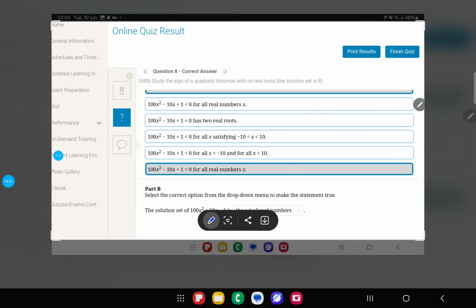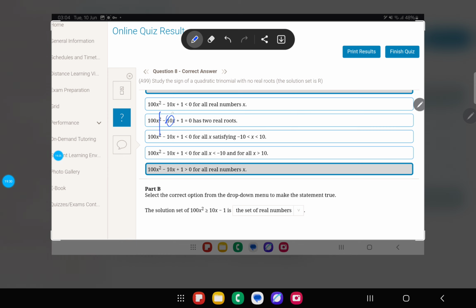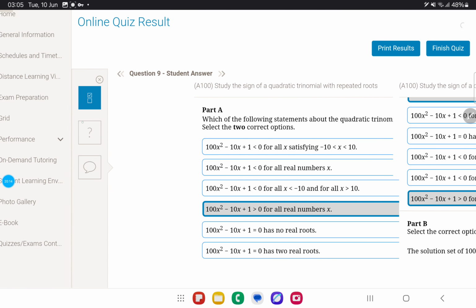Same concept, we just flip them to the other side. 100x squared minus 10x plus 1 is greater than or equal to 0. Since it's the same thing, nothing changes, it's just the equal. And then there are no real roots. So either it's equal or not equal, it's still the set of all real numbers. When there are no roots and it's greater than, then it's all real numbers, whether it's equal or not equal. That's it. So the equal sign does not change anything.